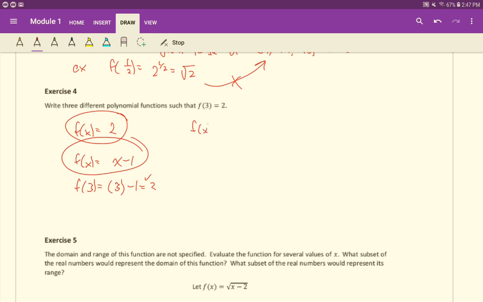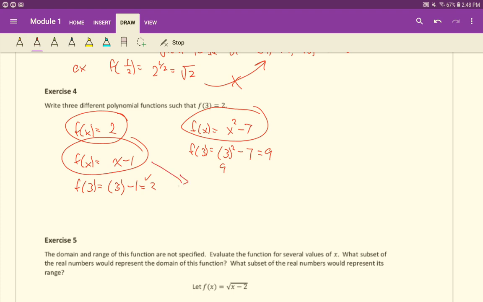For example, instead of putting just an x, we could put an x squared. If I do f of 3, that will be 3 squared, which is 9. And what can I do to 9 to get 2? We can subtract 7. So we'll do x squared minus 7 there, and then that will result in 2. So there's our third function. And we have lots of options here.